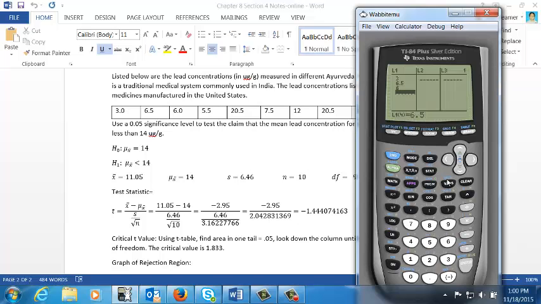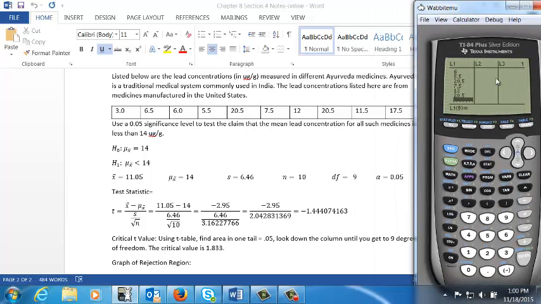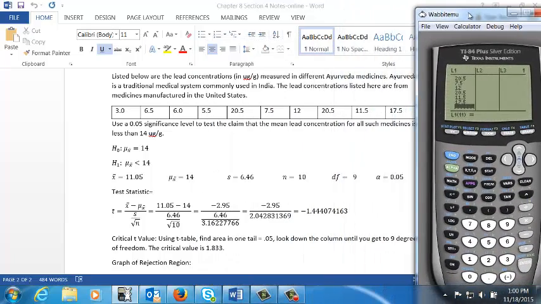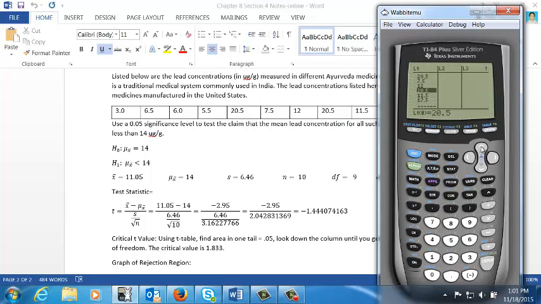So we type in the data. Okay. Make sure I have all the data in. Just make sure you didn't miss any data points, which is easy to do sometimes.